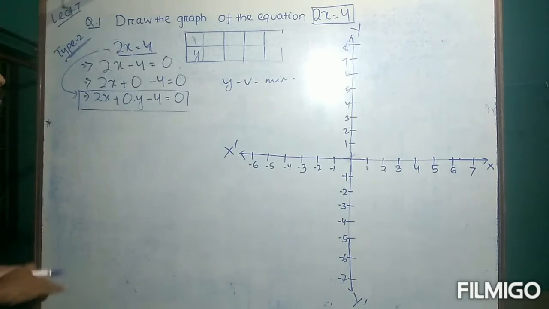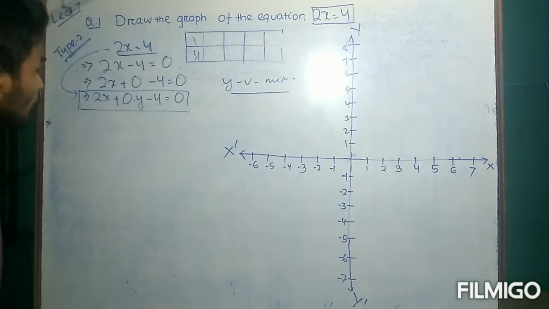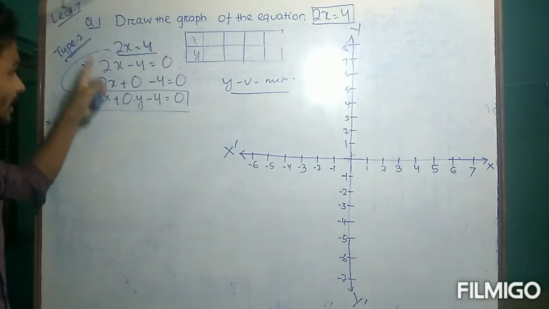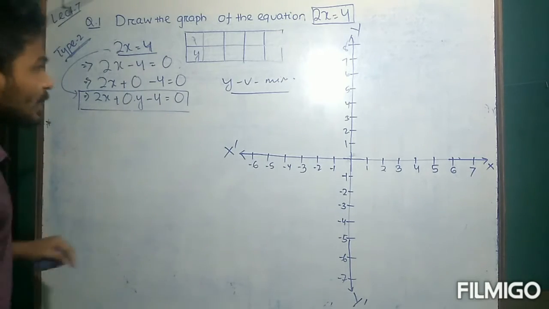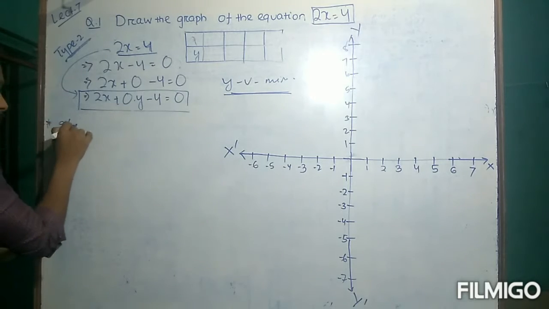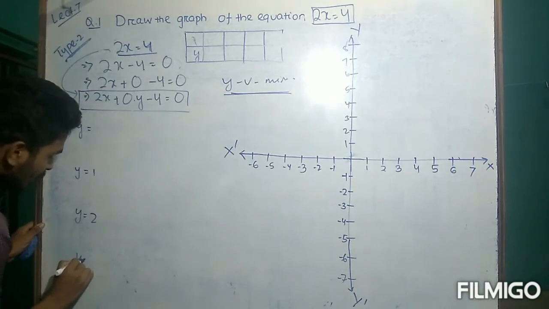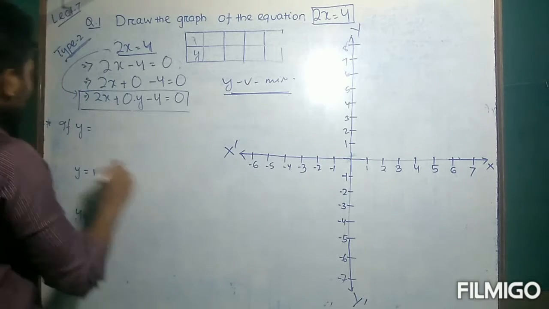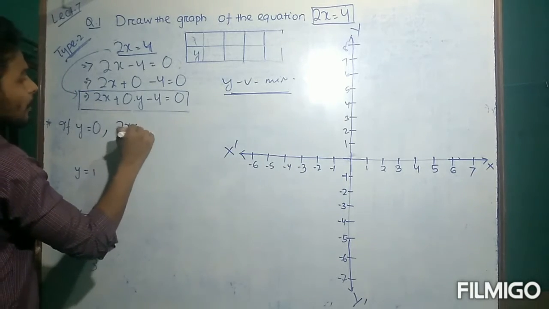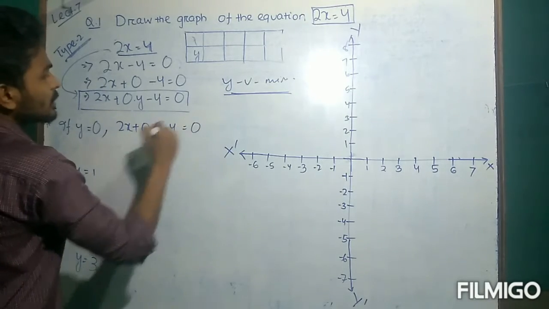How? As I have told you a trick, if variable y is missing, then you have to put different values for y and find the different values for x. Again I am telling you, if the variable y is missing, then put different values of y and find different values for x. So suppose I put y to be 0, then the equation will be 2x plus 0 into 0 minus 4 is equal to 0.